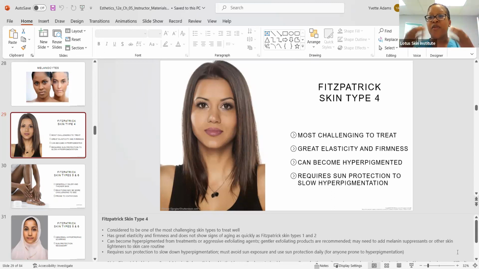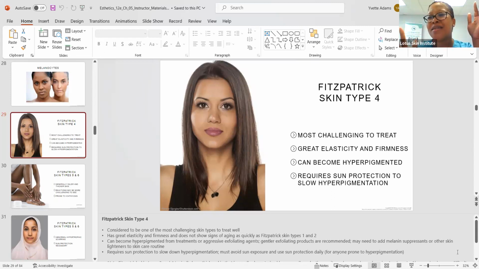Melanin also provides the type of support to the skin that keeps us looking youthful, and the lack of melanin sometimes is what causes skin to age quickly. So it doesn't show signs of aging as quickly as Fitzpatrick types 1, 2 and 3, has great elasticity and firmness, but it becomes hyperpigmented from treatments or aggressive exfoliation. So gentler exfoliation products are recommended. You may need to add melanin suppressants or other lighteners.